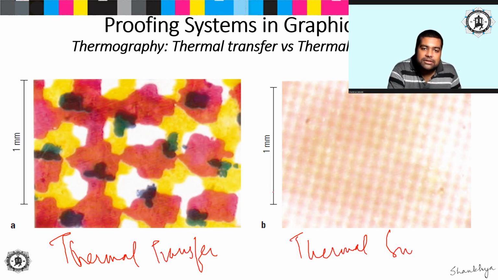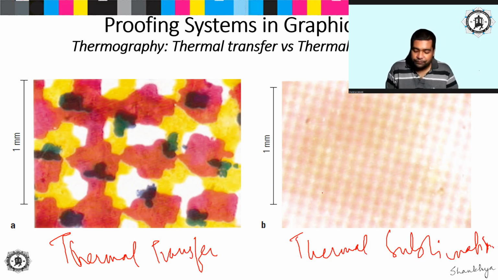You see, the stark difference between the two is that the nature of the image formed in the thermal transfer method is one in which the overall size of the dot is varying. So here you see the cyan dot is very small, the magenta dot is very large. That is how tonal gradation is achieved. But here in thermal sublimation, the size of each dot is the same, right? But what is changed?